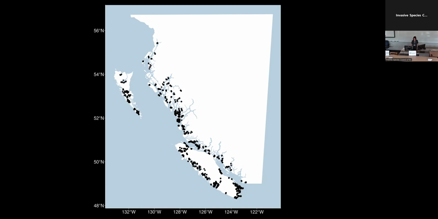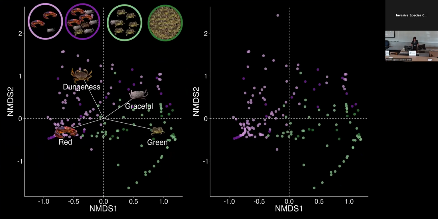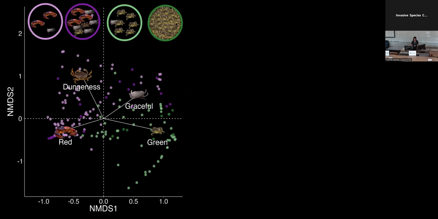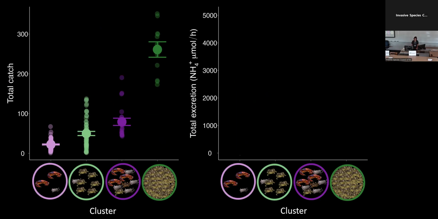Oh yeah, so that is what this figure, I'm gonna whip through this, it's gonna be brutal. That is what we did in this figure. So the excretion rate is per gram of dry tissue. So they're peeing less, not only less per crab, but less per gram.